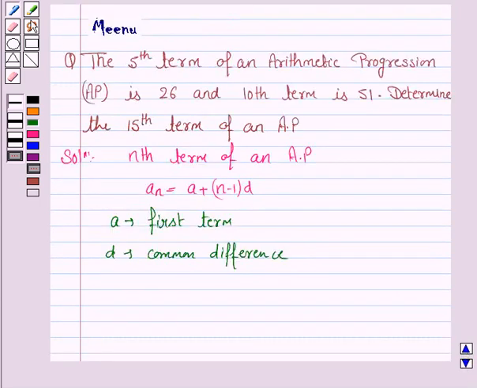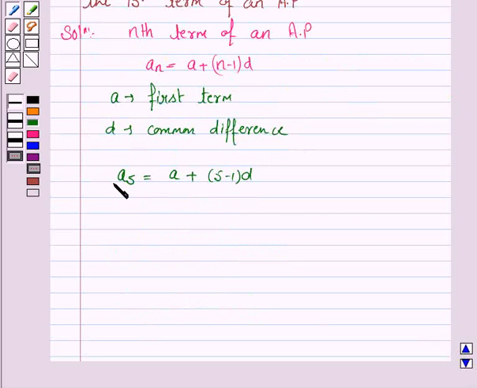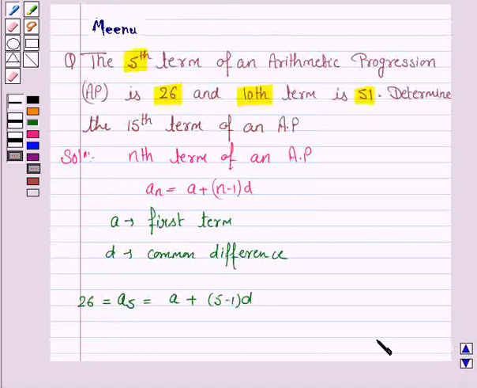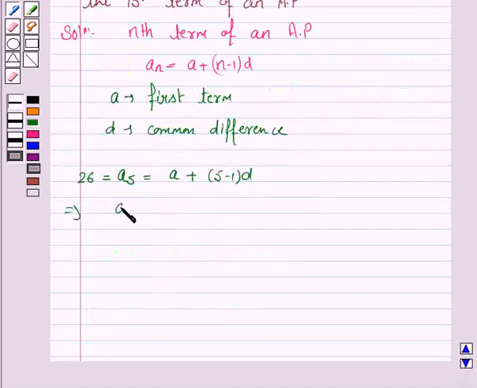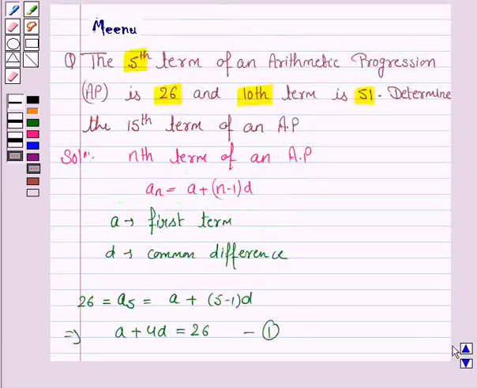Now we are given that the fifth term is 26 and the 10th term is 51. So a5 is given by a plus (n minus 1) into d. Here n is 5, so it is (5 minus 1) into d. And we are given that a5 is 26. So we have a plus 4d is equal to 26, let us name this as 1, and we are given that the 10th term is 51.